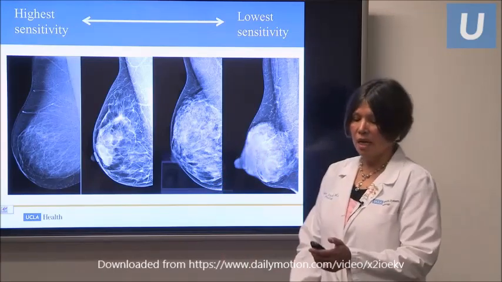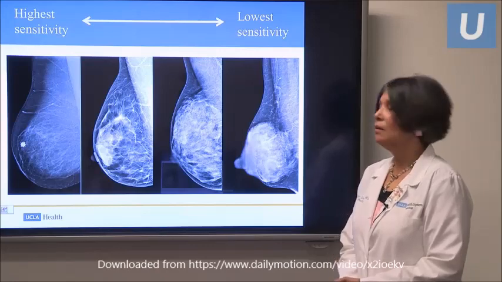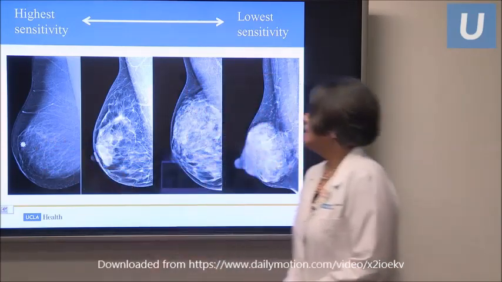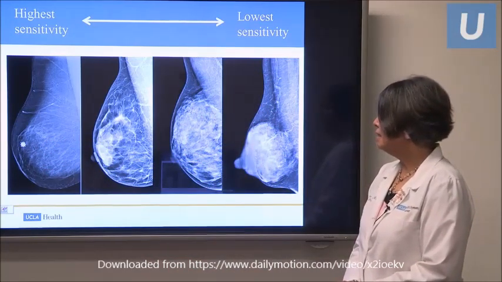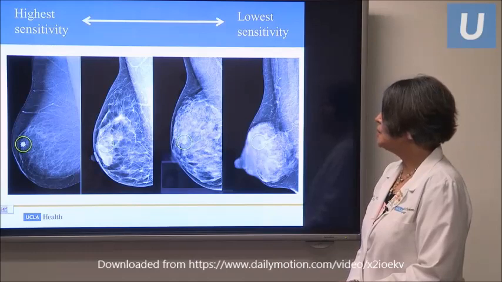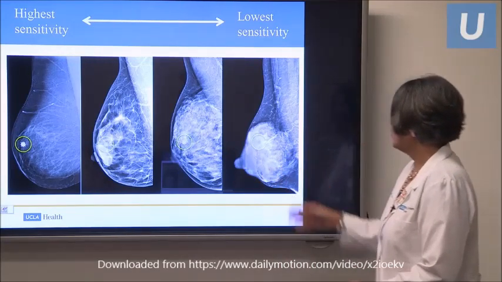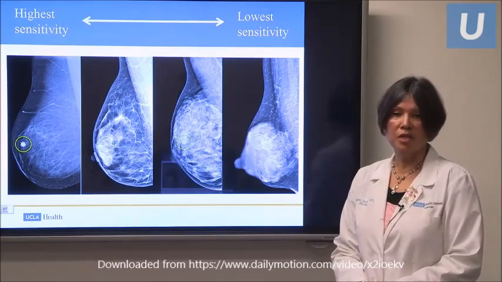Now this is an example of what a tumor would look like. That white dot right here, irregular mass. In that breast, you can clearly see it stands out. We can see it very easily. In the next one, it becomes less conspicuous. And as we progress through the density of the breast, it almost disappears completely in the extremely dense breast.